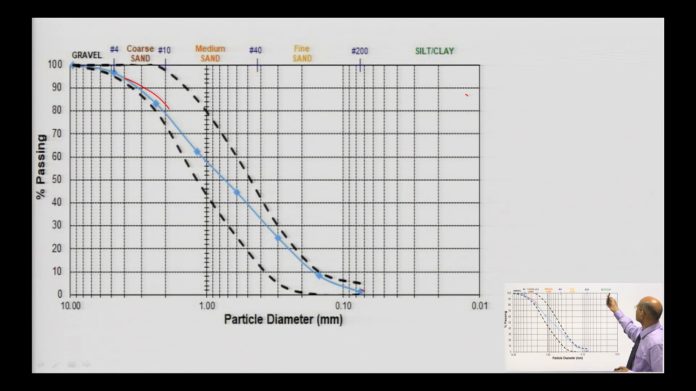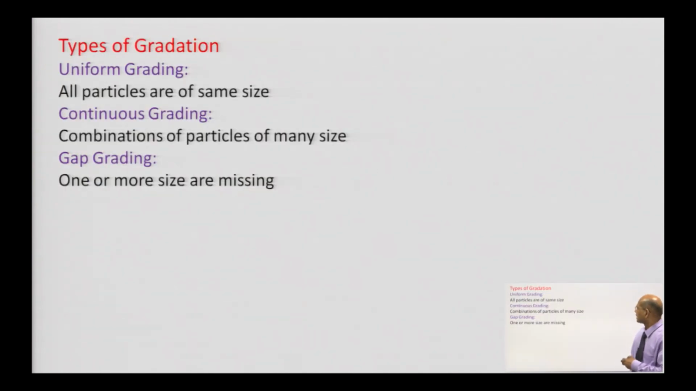Here we have written different sizes: fine, medium, coarse and gravel. These are the different types of sizes you have to consider. This curve is very, very important when we do the mix design. Then we will discuss this at length. We have types of grading: uniform grading, continuous grading, gap grading. Uniform grading means we have the same size of aggregate. Similarly, continuous grading means we have all the types of particles.